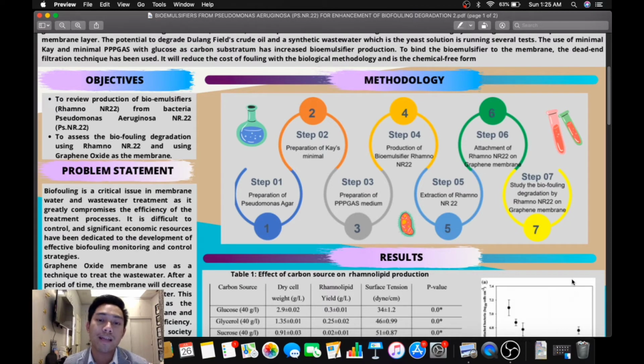The next step is the preparation of the PP gas medium, which also requires mixing all the medium inside a conical flask, and then adjusting the pH until 6 using sodium hydroxide, and then we autoclave it for 2 hours and store it in the fridge also.